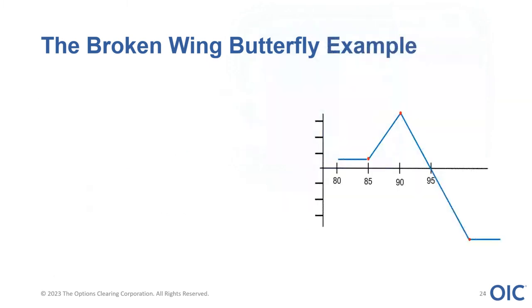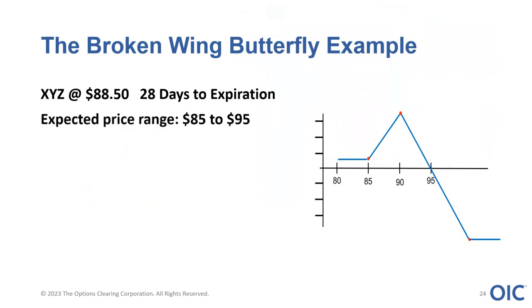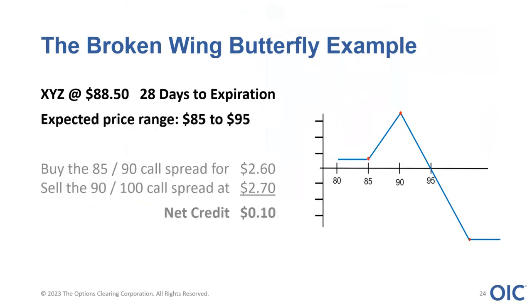Let's take a look at the example, because this is what you end up with as far as the actual P&L graph is concerned. 88.5 with 28 days to expiration. We're back at the same place. Expected price range is 85 to 95. In this case, you're going to be buying the 85-90 call spread for 260, but you are selling the 90-100 call spread for 270. Big difference here. You're buying this spread, but you're actually receiving a credit for it. So what you're doing is you're putting this entire complex option strategy on for a net credit.